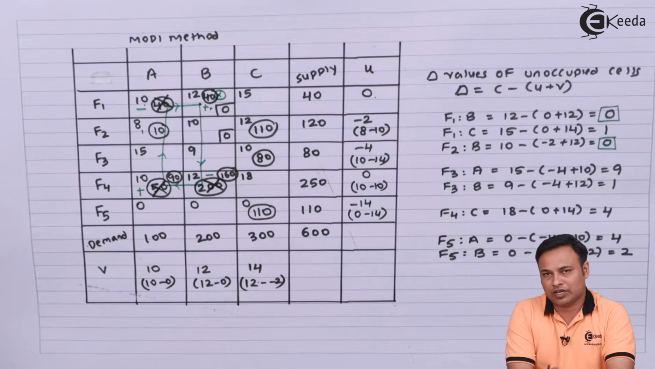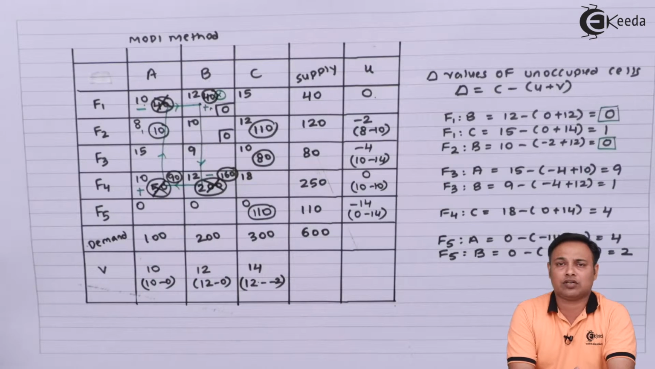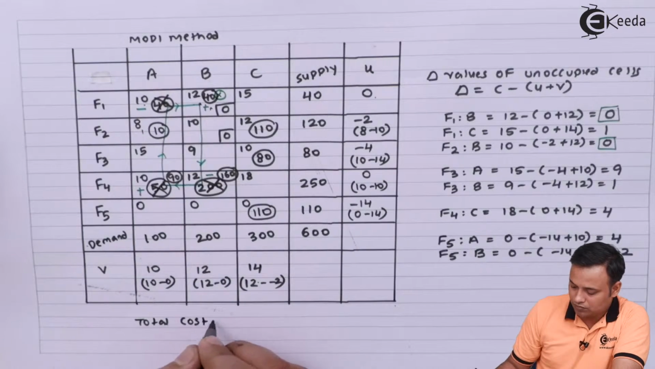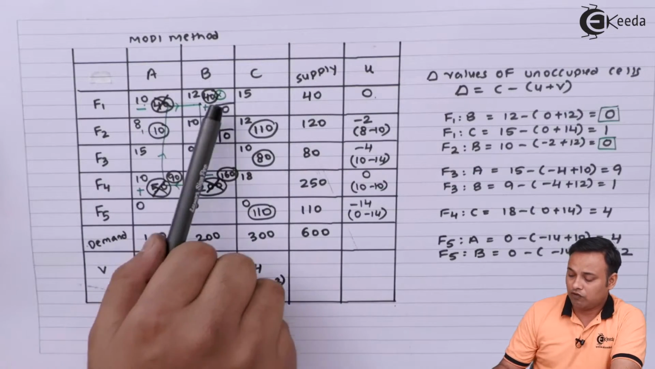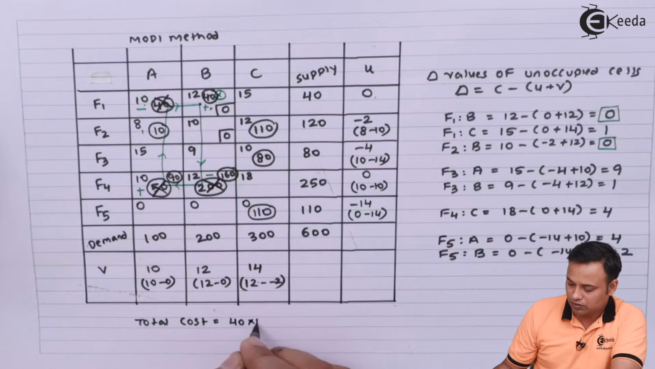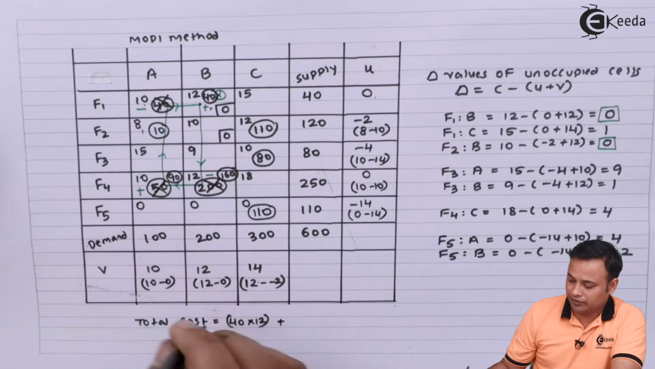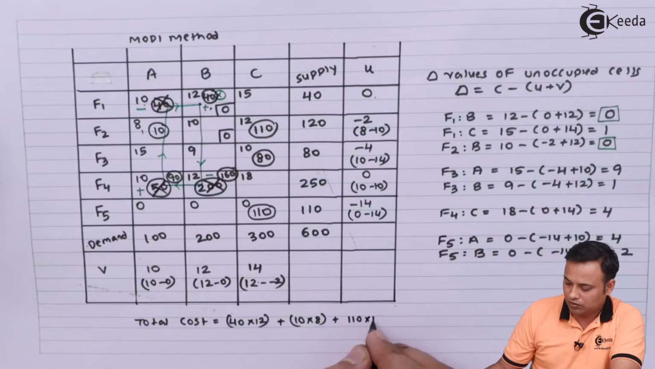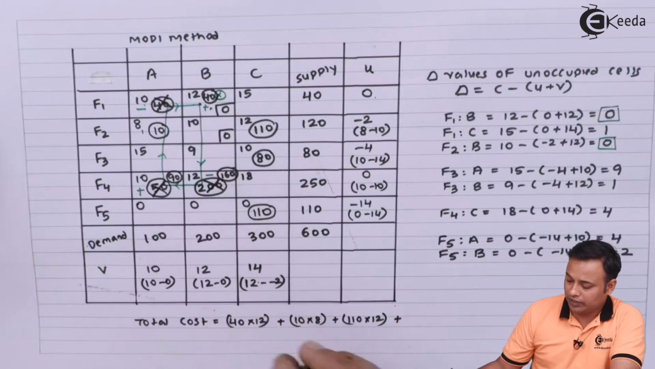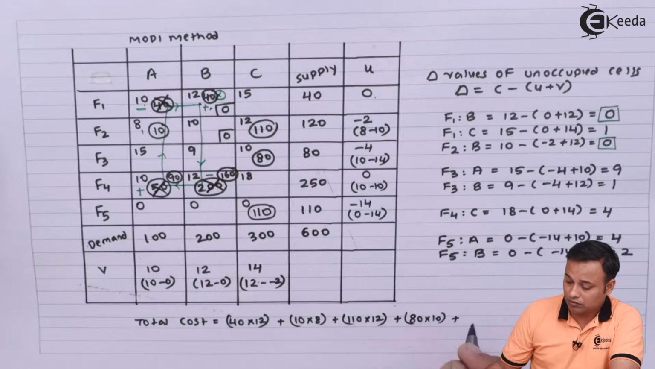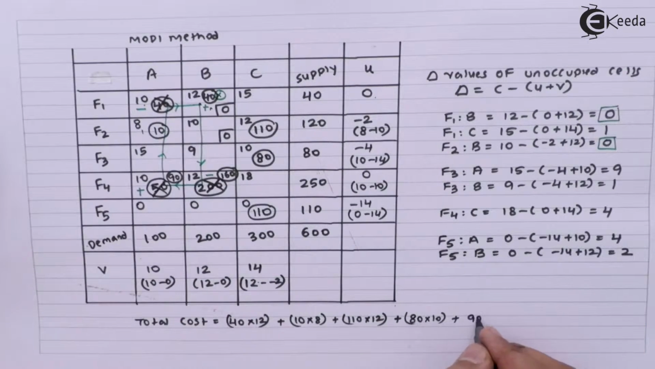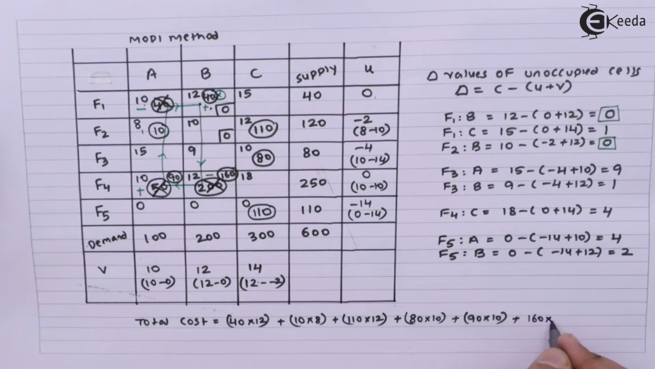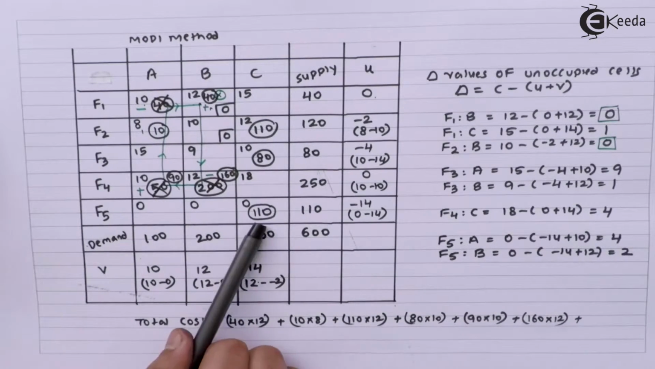I won't check the solution again, but I'll just try to find out the total cost. So total cost will be 40 into 12, 10 into 8, 110 into 12, 80 into 10, 90 into 10, 160 into 12, and 110 into 0.